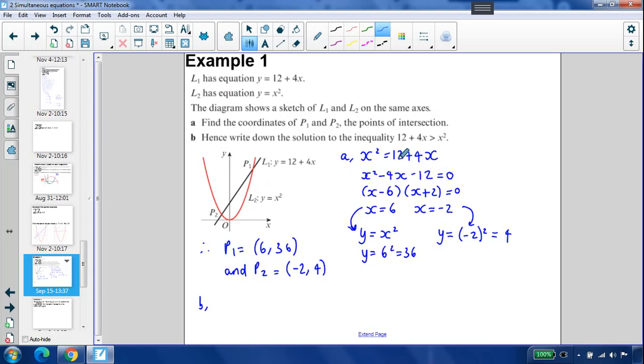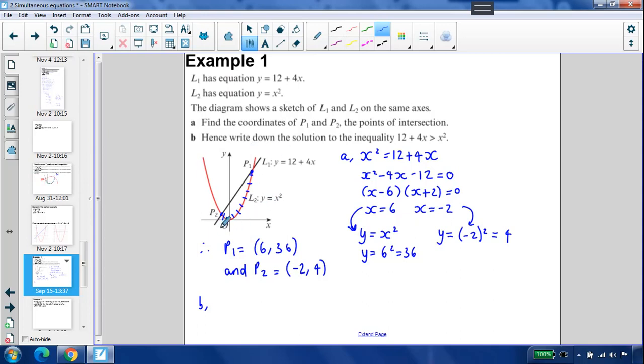Sometimes it makes sense going from left to right. If it's not making sense for you going from left to right, let's look at it right to left. So x squared is less than 12 plus 4x. That means when is x squared less than this line? Or when is this red curve below the black line? Well, it's below the black line here, between this point and this point. And you might feel this is a little bit similar to when we are solving inequalities and we're using the sketch to work out whether it's above or below.